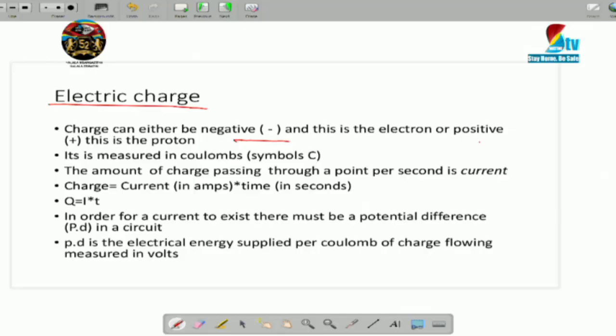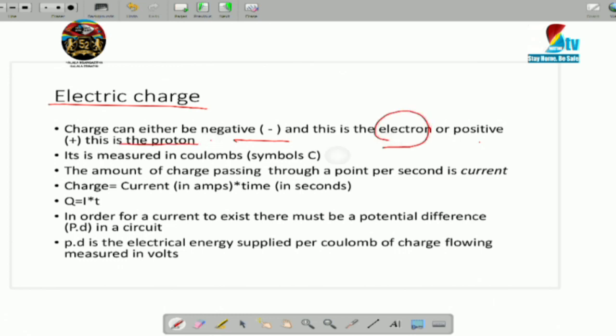Now let us move on to electrical resistance. Again, here we will lay down the ground for us to proceed. There are things that we need to look at. We're talking about electric charge. It will be needed there. So charge can either be negative or positive, as we have said before. The negative is of course the electron, and the positive would be the proton.